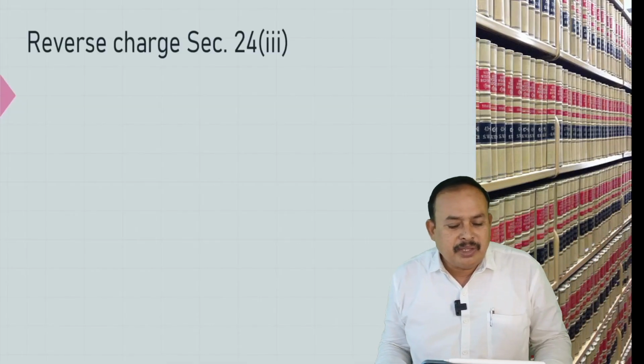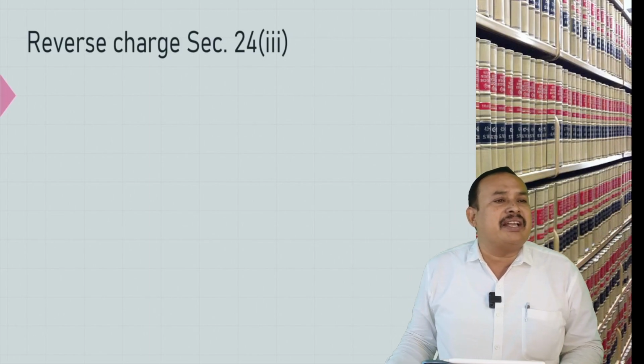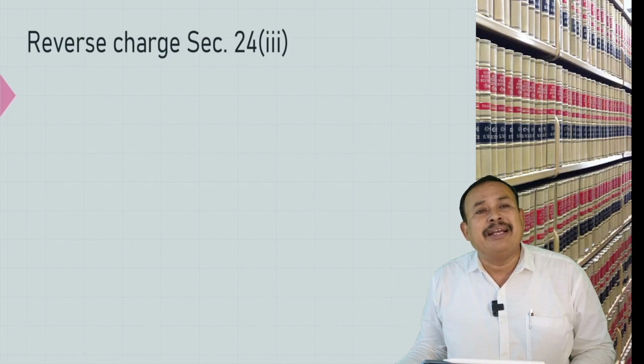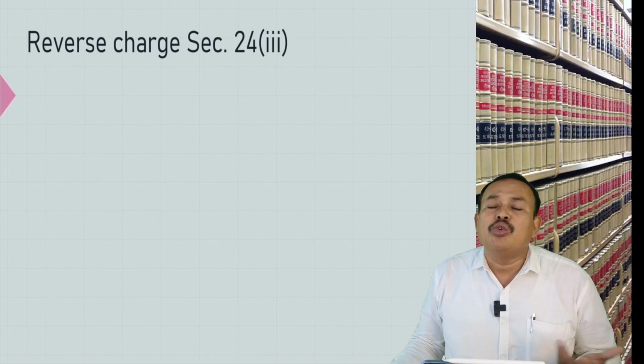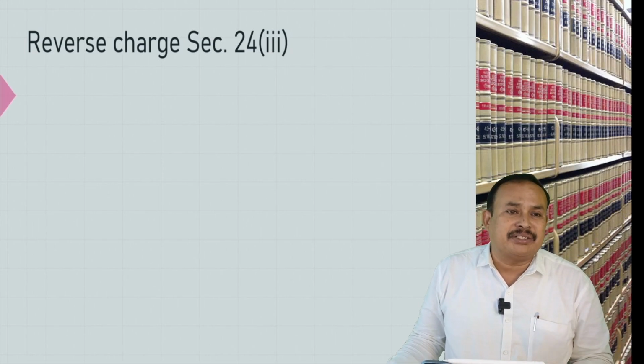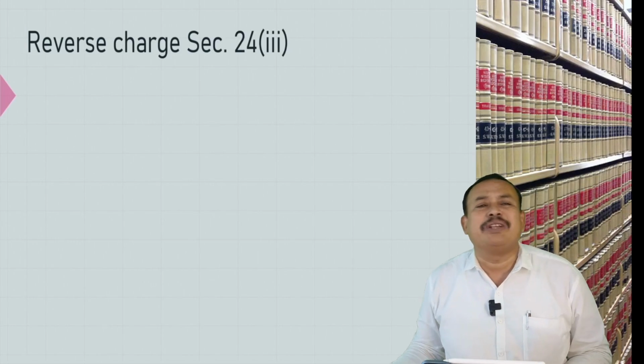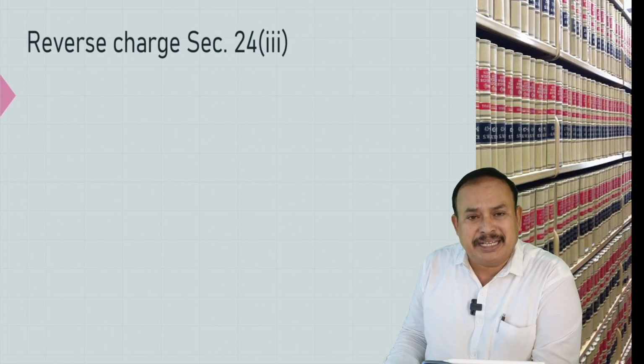Further, in the reverse charge category, the recipient is liable to pay tax. In that case, for the recipient, registration is mandatory. If so, go for registration and pay the tax. Why is registration mandatory? Because he is liable to pay tax. Unless you are registered, how can you pay the tax? Register and pay the tax.